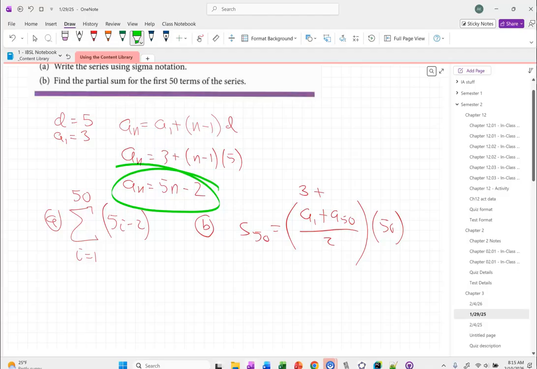But I have the formula for the sequence, right? Because I have the explicit formula. I can just plug 50 in, and there's my answer, right? So 248. So I'm going to just do 3 plus 248, that's 251 times 25.